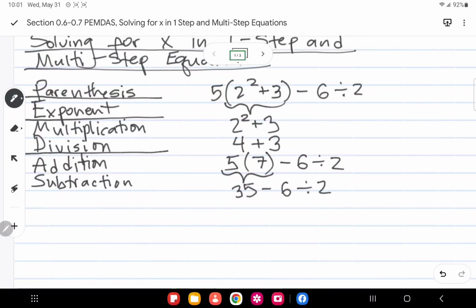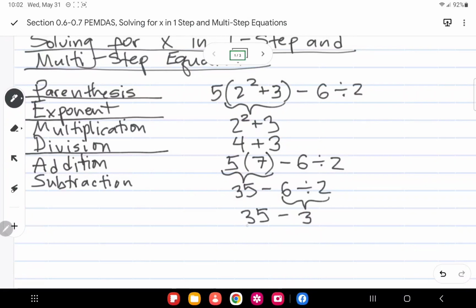Now we'll reevaluate. No set of parentheses, no exponent, no more multiplication. Now, division. Is there a division? Yes. 6 divided by 2, that is 3. And you notice that after every single operation that I do to the problem, we go back and check the rules. That is the method of solving these kinds of problems in math.